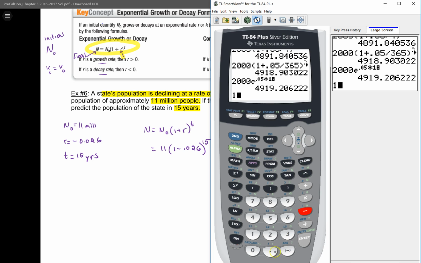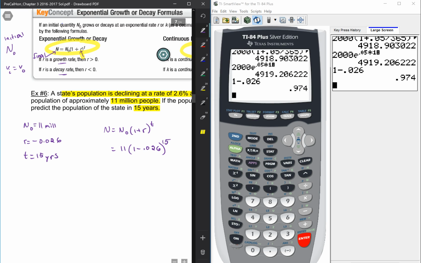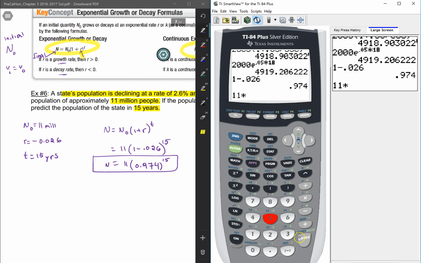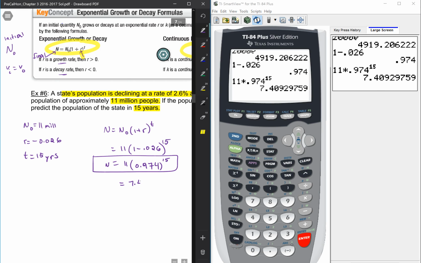All right, so it's important to put this one as well. 11 times 0.974 to the power of 15. When you're asked for a model, we usually do the subtraction or addition here, and we write that to the power of x. And finally, 11 times 0.974 to the power of 15 is 7.409.